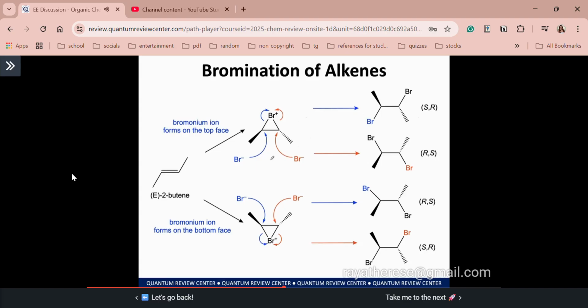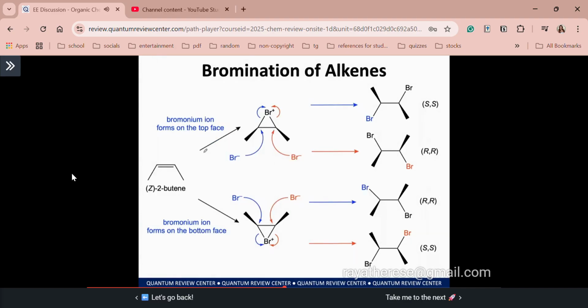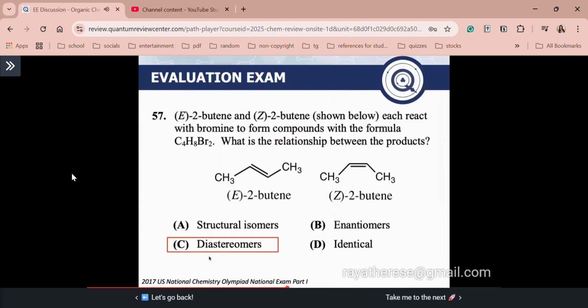Okay? So for our Z2-butene, class, remember here, the groups are at the same side, but the bromine should still add opposite. With that being said, class, when you form our vicinal dihalide, they will adopt this particular configuration. Comparing this to our E2-butene products, the first one is SR. So they are only different in one stereogenic center at C3. So they are diastereomers. Remember that this particular question comes from your ACS Olympiad.